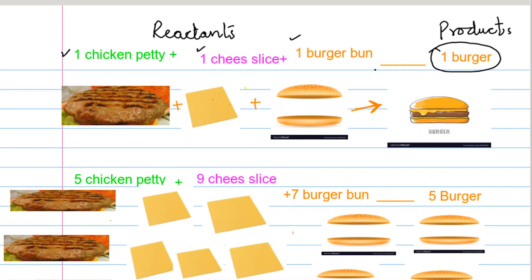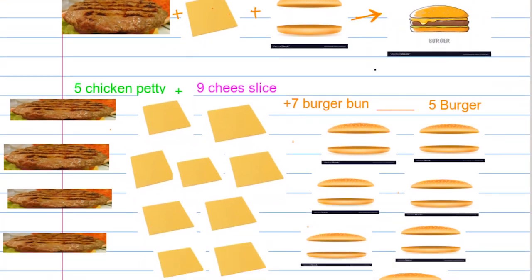If we have 5 chicken patties, 9 cheese slices, plus 7 burger buns, these are our reactants. We have reactants on the left hand side and our products on the right hand side.